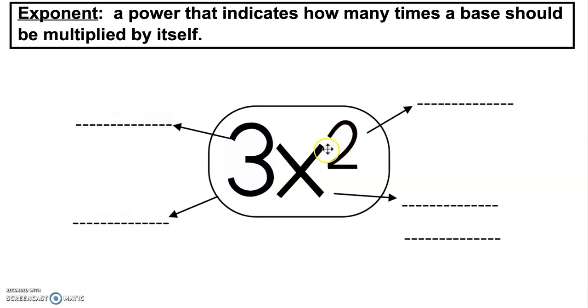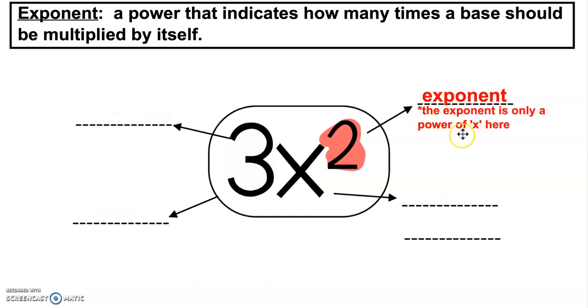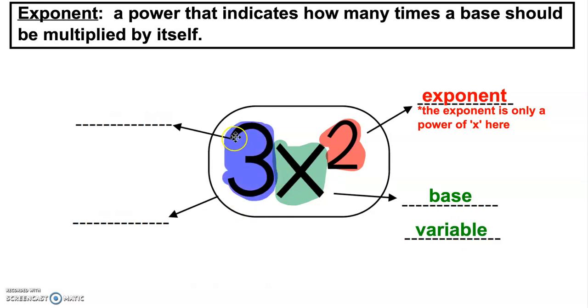In this example here, the 2 is our exponent. It's also worth noting here that the exponent is only a power of the x, which is our base. The exponent is not associated with the 3 here. The base in this case happens to be a variable as well. The 3 does have its own name. It is the coefficient.